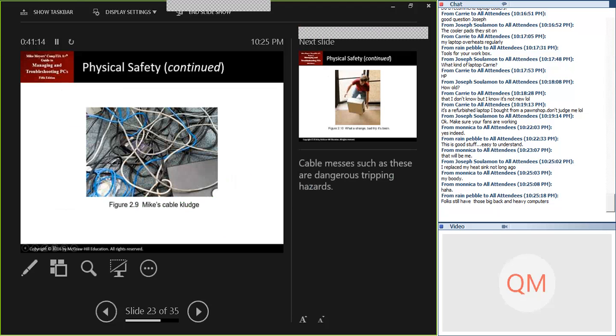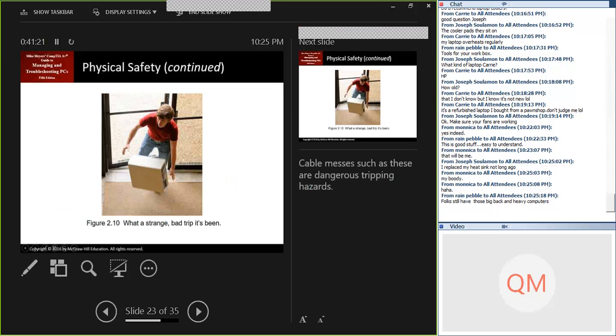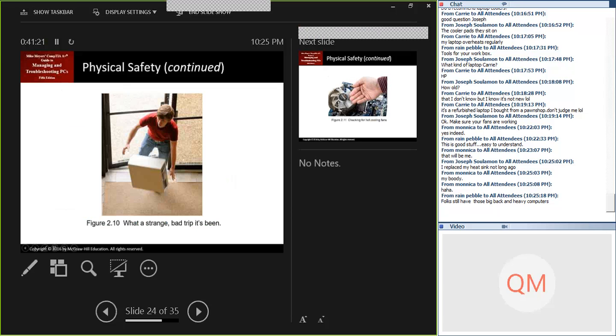See this cable situation right here? It's a popular thing. It happens a lot, unfortunately. See, he tripped and dropped the, yeah, that's ugly. That's what we don't want to happen.